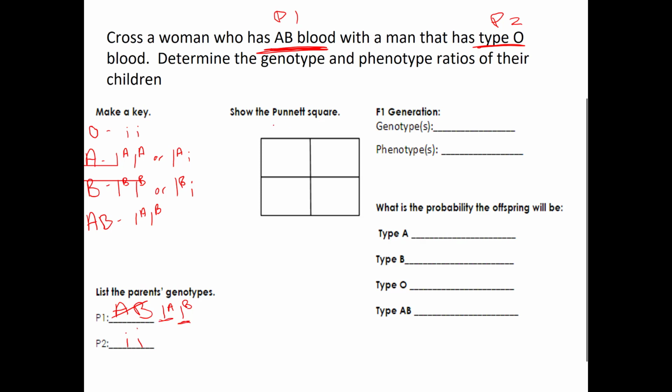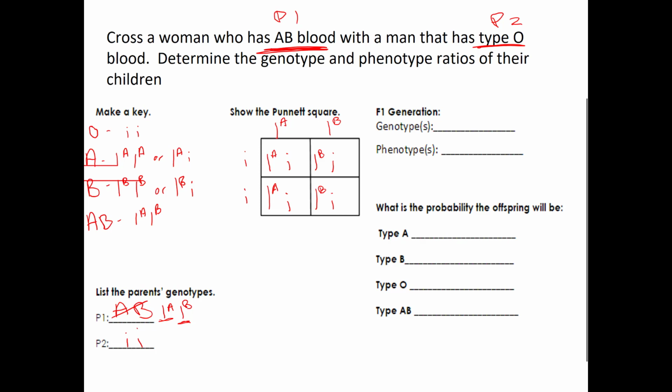We have to separate them at the top of our Punnett square. So we have IA over one section and IB over another. My second parent, little i, little i, we separate them like we've done before. Then we cross this information. IA drops down, little i slides over. IB drops down, little i slides over. IA drops, little i slides. IB drops, little i slides.